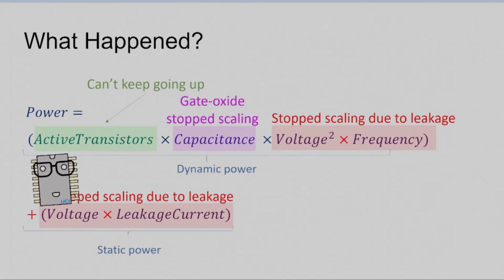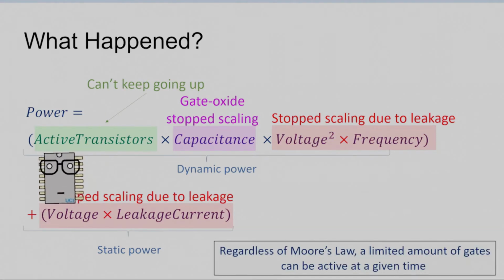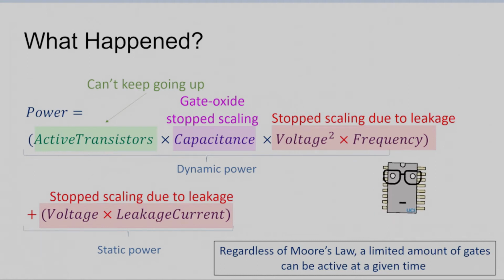And of course, if we have a hard power budget envelope that we need to fit inside, then regardless of Moore's law, only a limited amount of transistors can be active at a given time, regardless of whether Moore's law brings us an exponential scaling in the number of transistors. Even if we had something like 5 bajillion transistors on our chip, only a certain limited number of those transistors can be active at a given time within the power budget. And this is what's called the utilization wall.